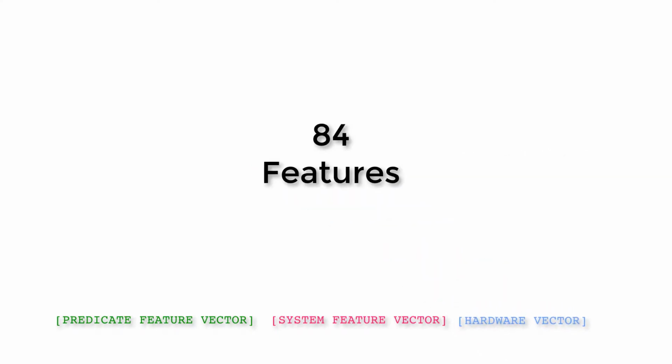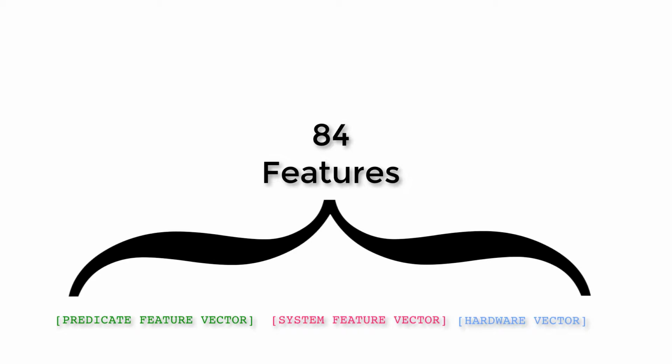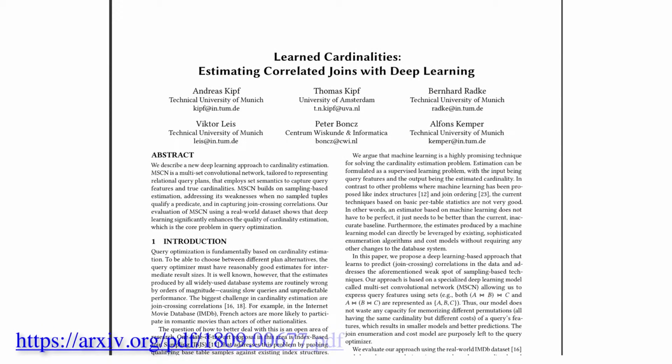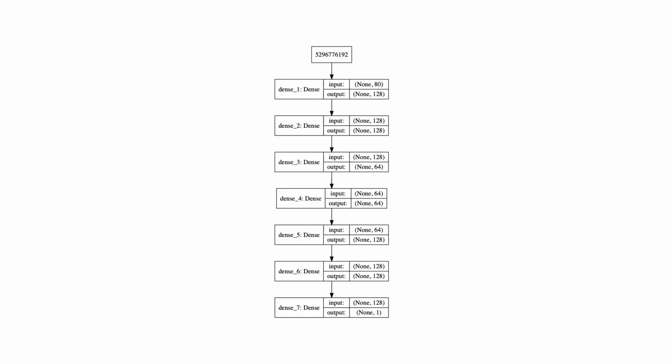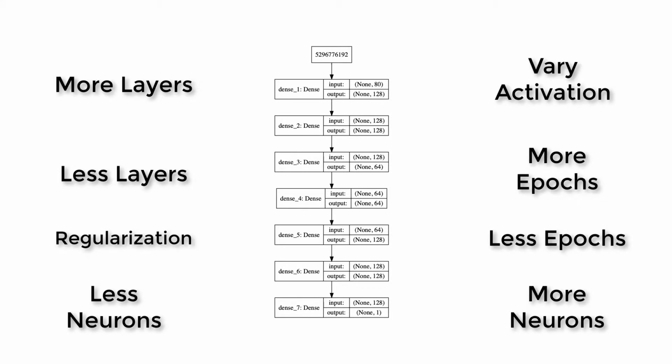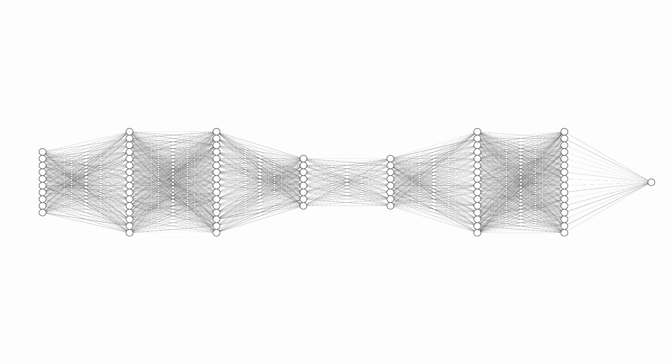We'll take all of these together, and that will give us 84 features to feed into our network. What about our network architecture? This paper describes a similar approach, where they found some success alternating between ReLU and linear activation layers. I tested 10 different network architectures, varying the number of neurons per layer, the number of layers, the different activation functions, and using regularization or not. And I settled on this.